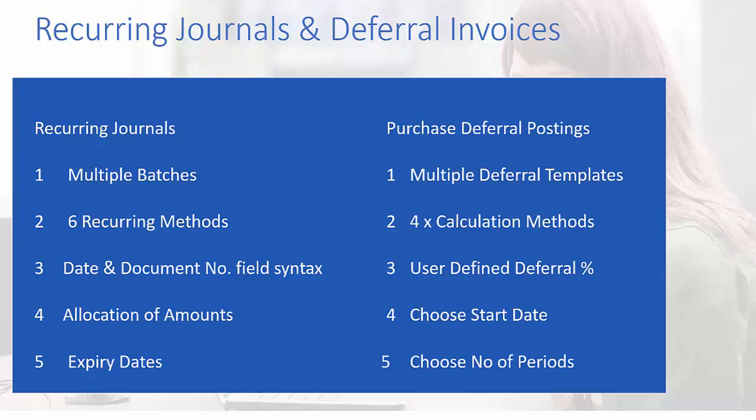Through the use of field syntax, we can see how we can get NAV to help us populate the new posting date automatically when a batch is posted and update the document number to show the current period number or name, thus saving us time having to recode the lines each period. We will also see how we can allocate a posting against either multiple balance accounts and/or multiple dimensions too. And for those situations, such as hire purchase postings, we can set an expiry date so that when that date is reached, NAV will not carry out any further postings.